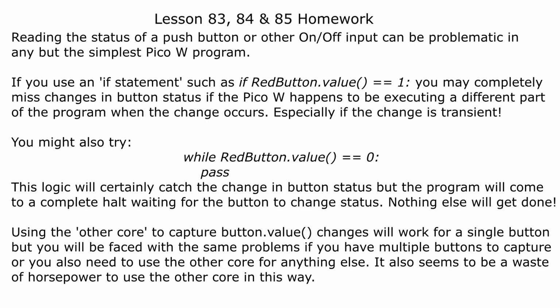Reading the status of a push button or other on-off input can be problematic in any but the simplest Pico W program. If you use an if statement, such as if red button value equals 1, you may completely miss changes in button status if the Pico W happens to be executing a different part of the program when the change occurs, especially if the change is transient.